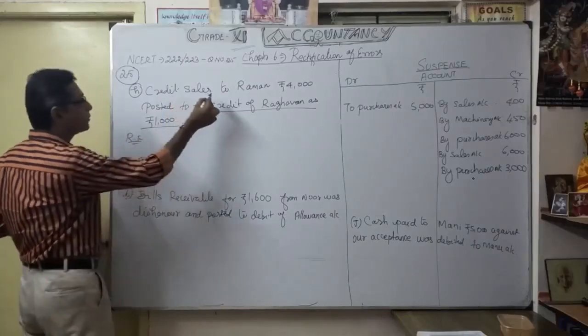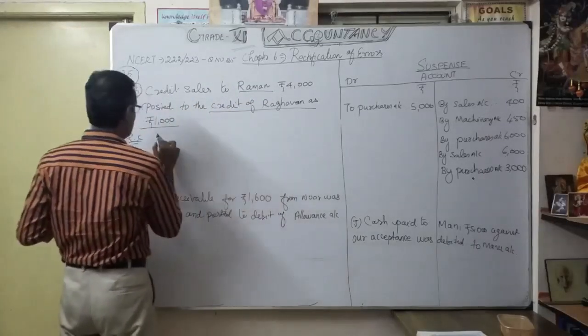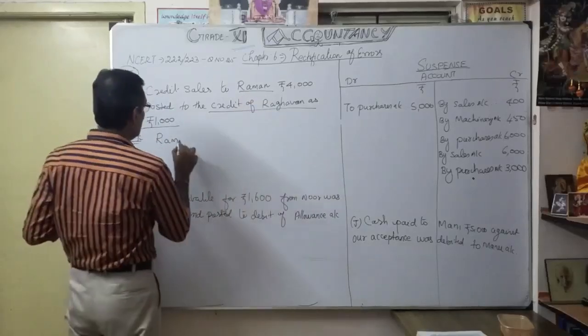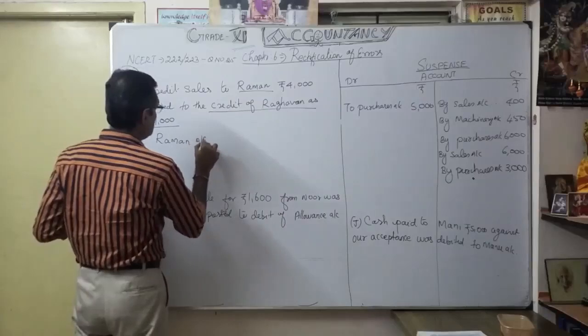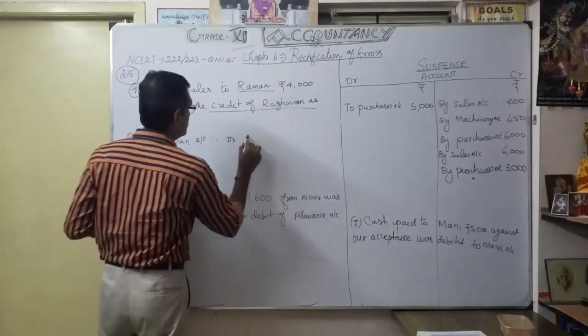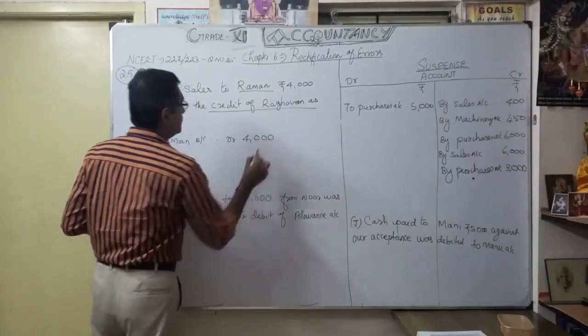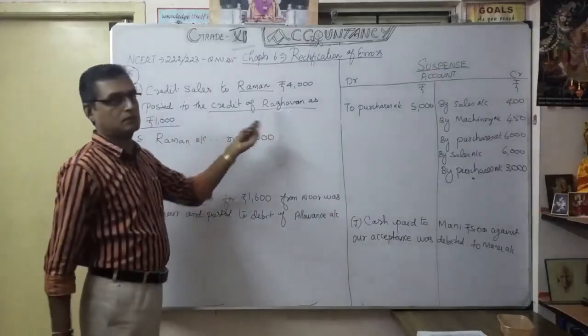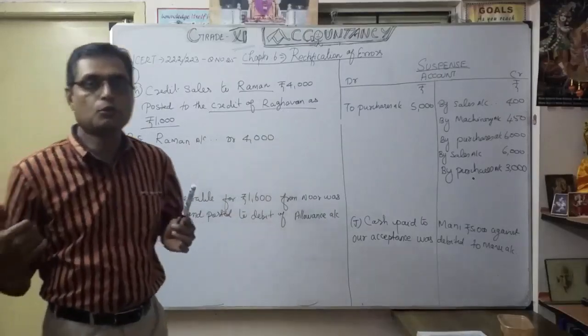So anyway, you are supposed to debit whom? Raman. Okay, so Raman account. So the only problem is Raman and Raghavan. Raman account debit, how much? 1,000. Finish. So what happened? Earlier, they wrongly credited Raghavan 1,000. So I want to remove it now. So we want to rectify.